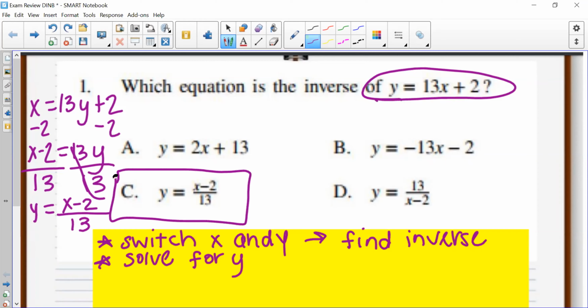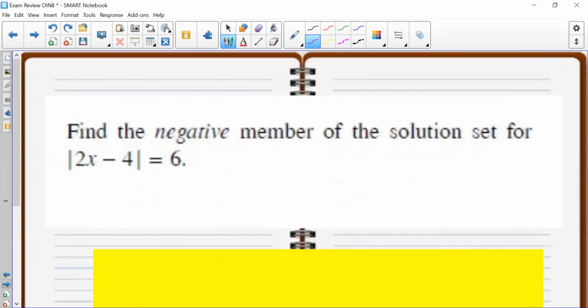Okay. So at least on your slide, you need to have these two instructions, switch x and y, then solve for y, and then the answer is C. Okay, if you want to type the work in as well, you can. If you want to write that down somewhere, that's fine. All right, next problem says find the negative member of the solution set for, and it gives us an equation.